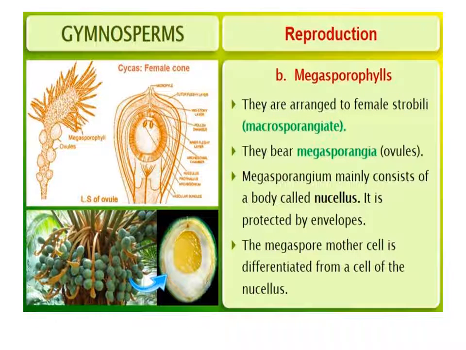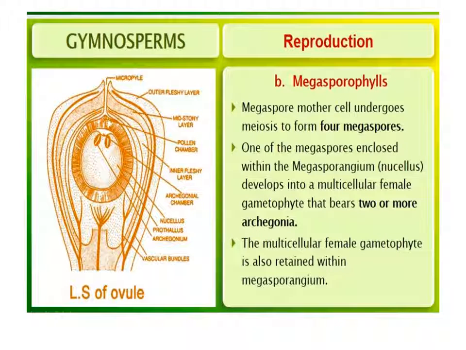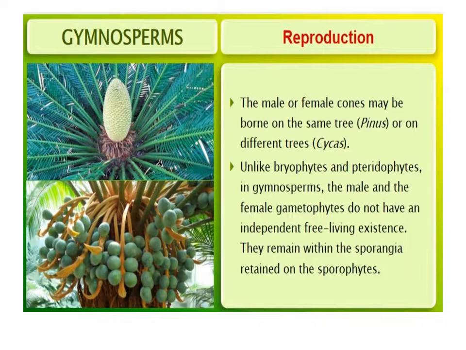megasporangia. Ovules are formed on the macrosporangiate strobili, which consist of a body called nucellus and a protective envelope. The megaspore mother cell is differentiated from a cell of nucellus. Megaspore mother cells undergo meiosis to form four megaspores. One of the megaspores enclosed within the megasporangium develops into the multicellular female gametophyte that bears two or more archegonia.